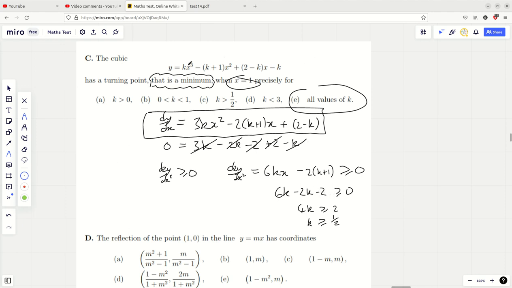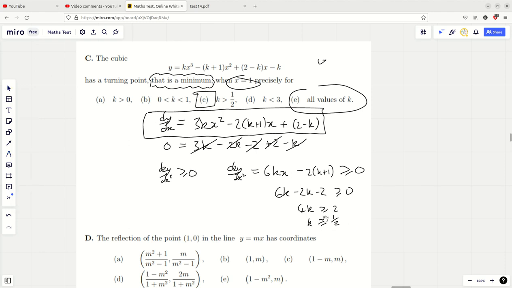If k equals a half and x equals 1, we don't end up with a minimum, I believe. I think we end up with a point of inflection there, because when k equals a half, you're going to get the second derivative equal to 0. We could quickly check either side of x equals 1 to demonstrate that that is a point of inflection, but my hunch is that it is a point of inflection. So the answer is C.